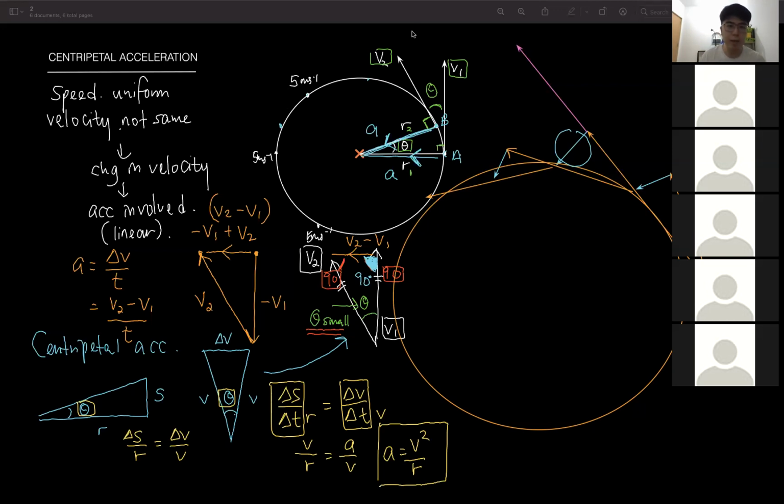So take note of the one that I boxed. You might want to remember some of the formulas, okay? They are the formulas that usually you will use in calculations. So a equals v squared over r. This is the linear centripetal acceleration. This is the magnitude, right? What is the direction? Towards the center.